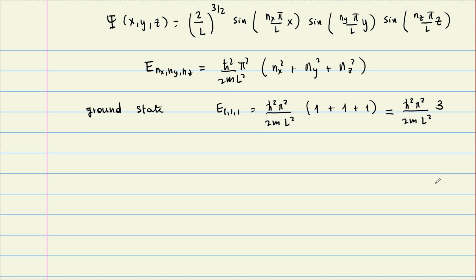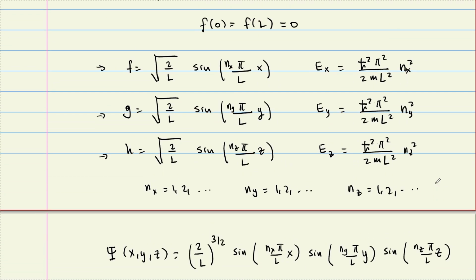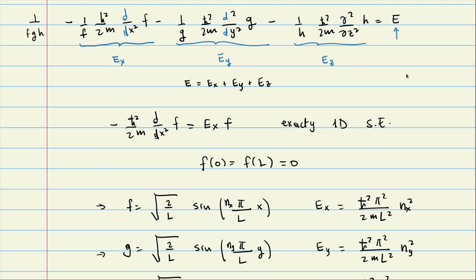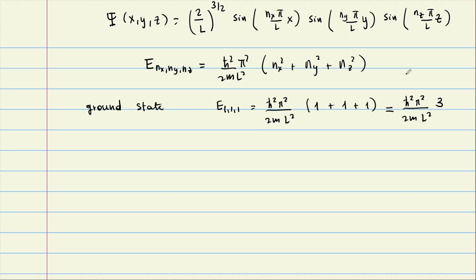Yes. Why is it sums of energies instead of multiplying? Because here this came from the equation, right? When we take the equation to be separable, they were a sum of Ex and Ey and Ez, which was this full E, right? Yeah. Good. Any other questions or comments?